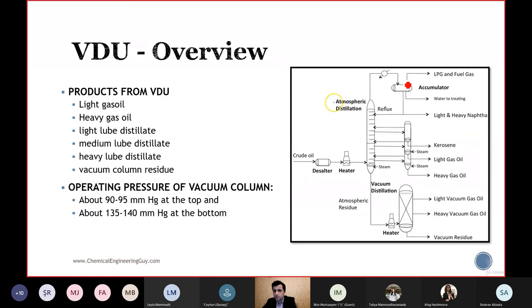Vacuum overview. As you can see, we have the accumulator here for atmospheric distillation, and this is the VDU. We have the LVGO, HVGO, and VR as products. As I told you, sometimes we have the diesel here, but the flow rate of diesel is low.